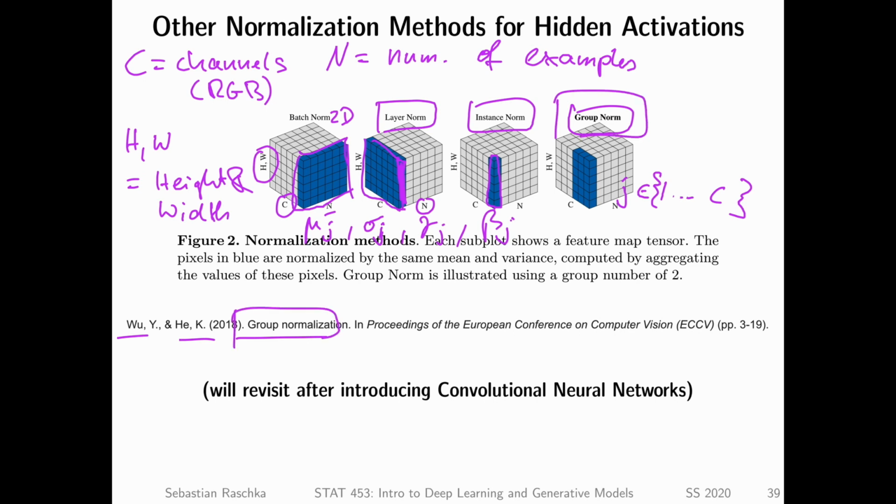So in group normalization, they have some hybrid between layer norm and instance norm. So here they compute the parameters based on half of the channels. Okay, so these are just some other methods for normalizing hidden layer activations. But again, batch norm is still, I would say, state of the art. That is what most people use.